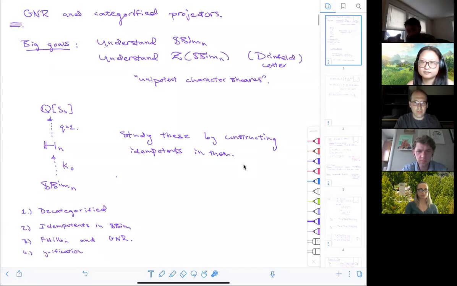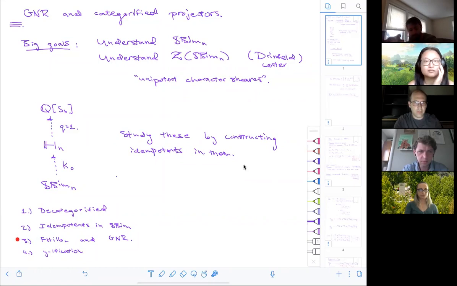So, a rough outline of the rest of the talk. I want to recall a little bit from the decategorified story. I will state some of the main features of the categorification, then introduce a very naive version of the flag Hilbert scheme, which is the subject of the GNR conjecture, and describe the actual conjecture. This is one manifestation of the GNR conjecture, which relates certain rings of functions on the flag Hilbert scheme with the categorified projectors.